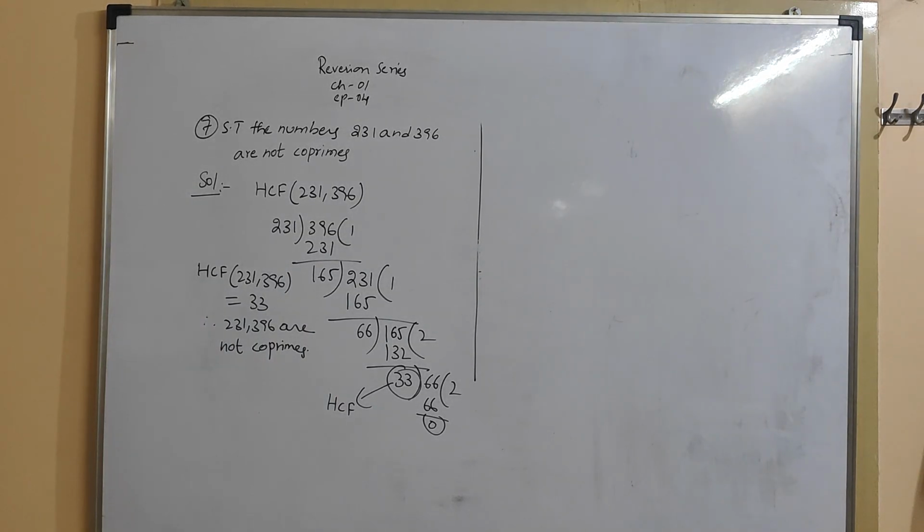If they are asking to prove co-primes, try doing HCF. If HCF is equal to 1, they are co-primes. If HCF is not equal to 1, they are not co-primes. That's all. Am I clear regarding this? Clear or not? This is regarding the 7th problem.